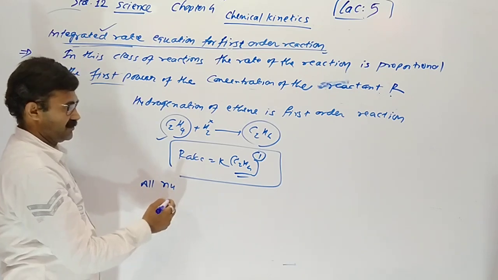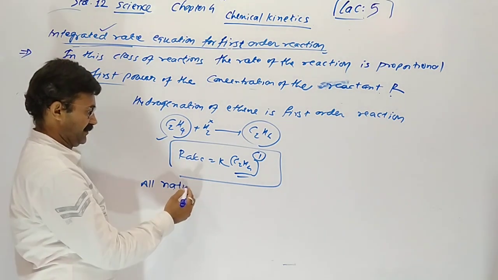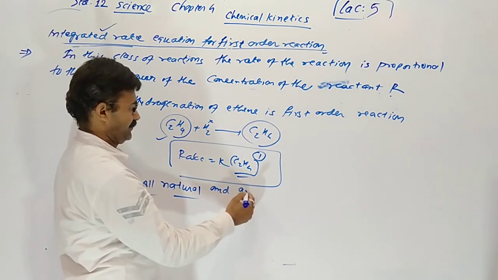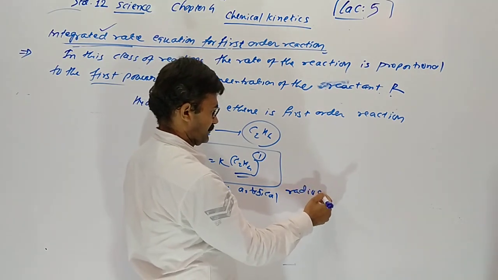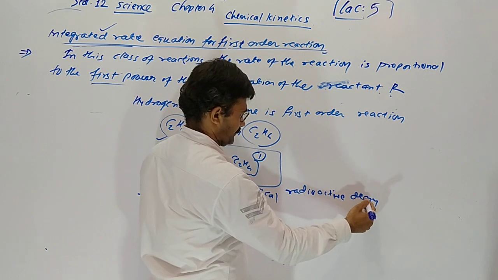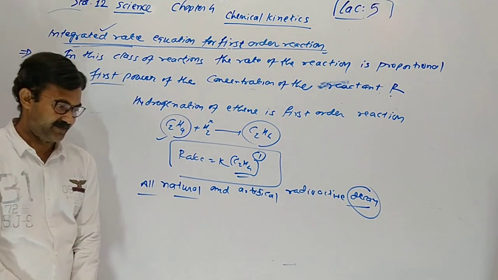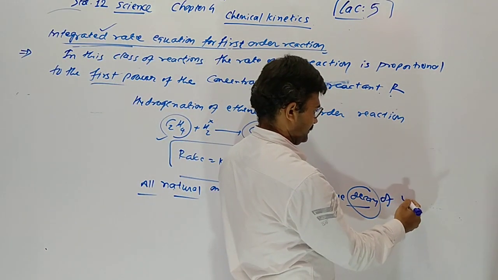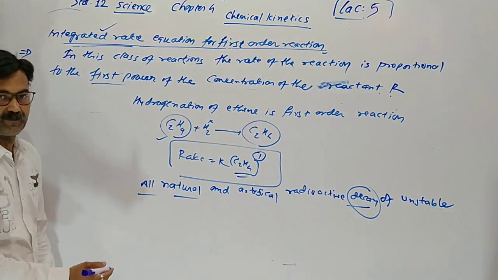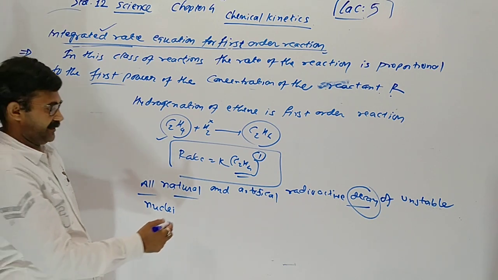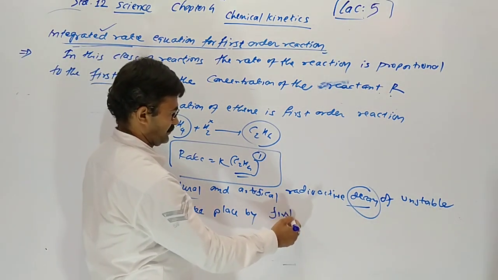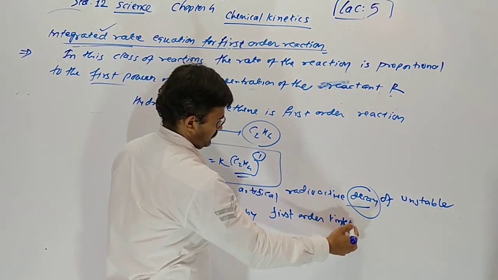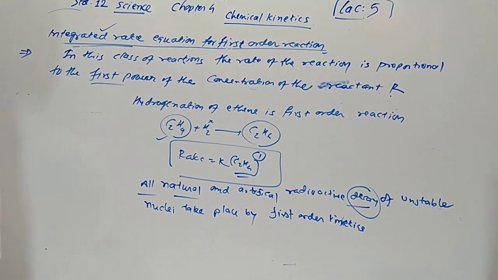And all natural and artificial radioactive decay, meaning emission of rays, radioactive decay of unstable nucleus takes place by first order kinetics. Remember this one also, MCQ. All the radioactive decays are first order kinetics.